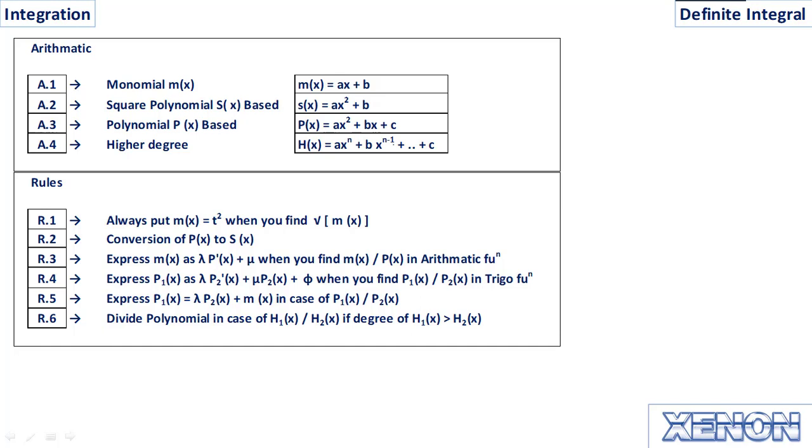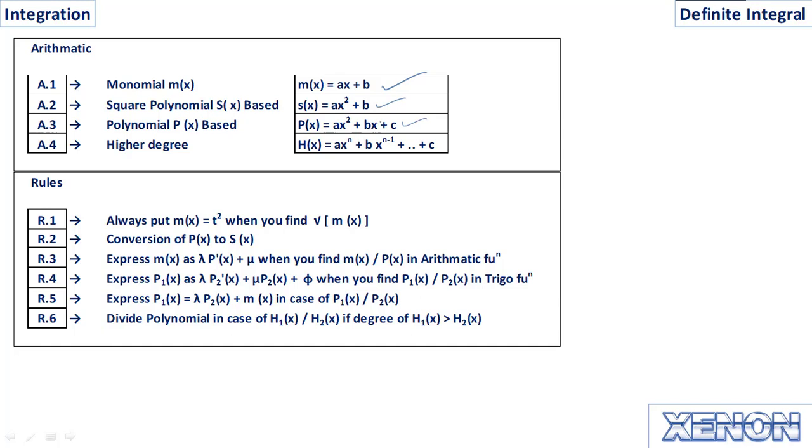Now, for the arithmetic function or algebraic function, we will be dealing with 4 types of algebraic function, like monomial function. What is a monomial function? When the degree of the algebraic function is 1, this is called a monomial function, and it is of the form ax plus b. A square polynomial function is of the form ax square plus b. And the polynomial function p(x) is of the form ax square plus bx plus c.